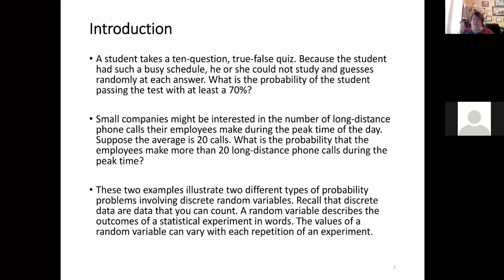The values of a random variable can vary with each repetition of an experiment. So for the small companies and the long distance calls, what's the probability they make more than 20? So the random variable is the outcomes of the experiments, that they make long distance calls during their peak time. And what values could that random variable take on? I don't know, they could make no calls, 1 call, 2 calls, 5 calls. So those are the values that your random variable can take on.